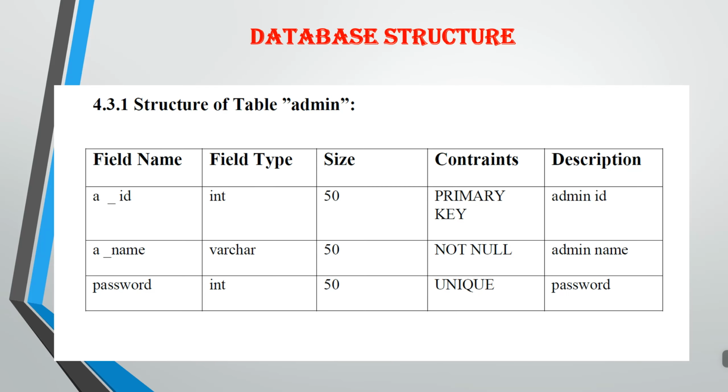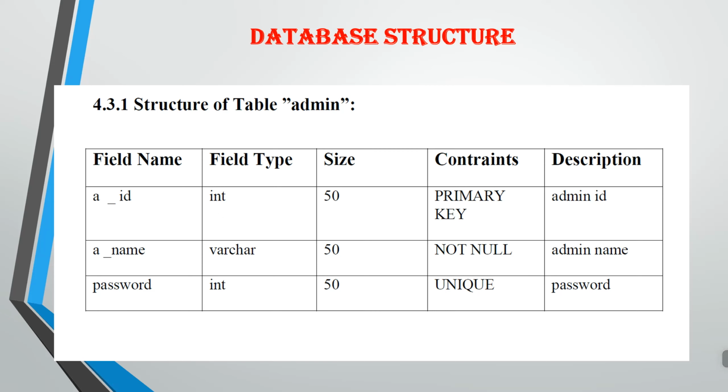So keep in mind that you should try to minimize the number of tables. And where are you getting the details for the tables? You are getting the details through the requirements specification. So now you draft the structure of the database. You name a table. Let us say the table name is admin. What are the fields of the admin? Admin ID is a field. It is of type integer. Size is 50. What is its constraint? It's a primary key. So the description of that is admin ID.